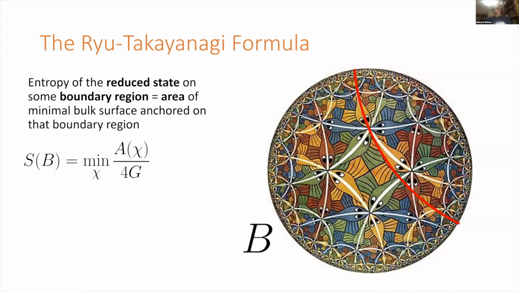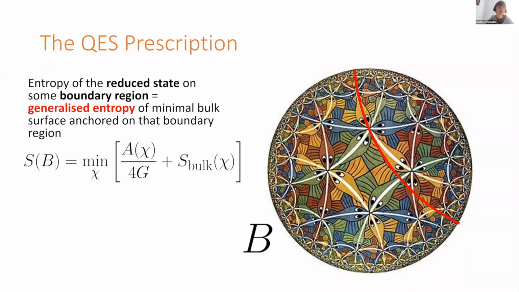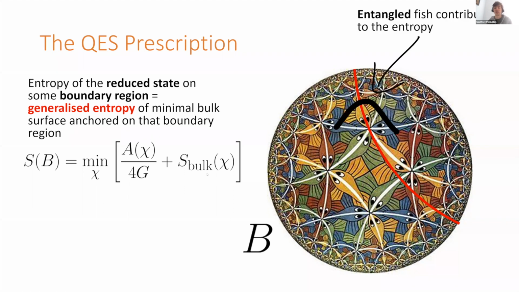Of course, we've learned since, through work by Faulkner, Lewkowycz, Maldacena, and then Engelhardt and Wall, that this formula needs quantum corrections, like many formulas. So rather than having the area in here, we should really have the area over 4G plus the quantum correction, which is just the bulk entanglement entropy across the surface, between the stuff on either side of the surface. So say if this blue fish is entangled with this blue fish, then that entanglement entropy contributes to the entanglement entropy of the boundary.